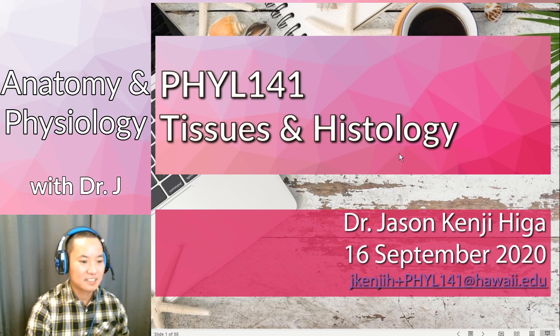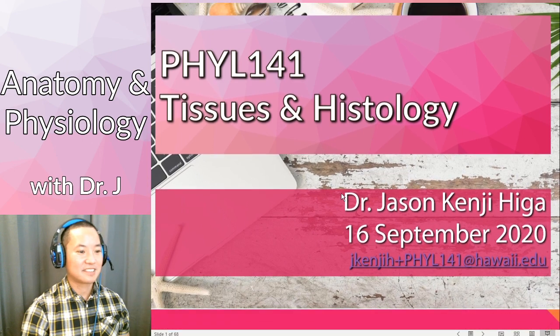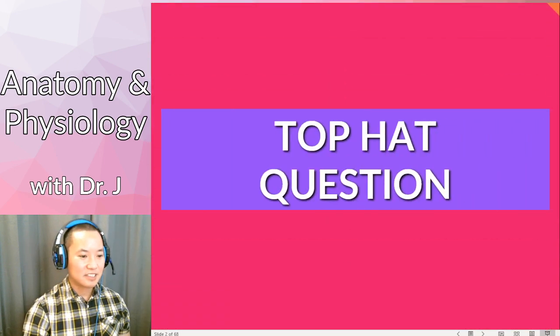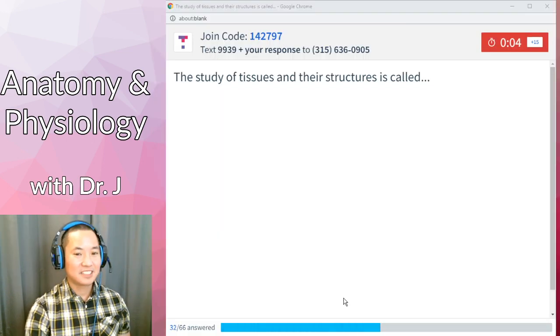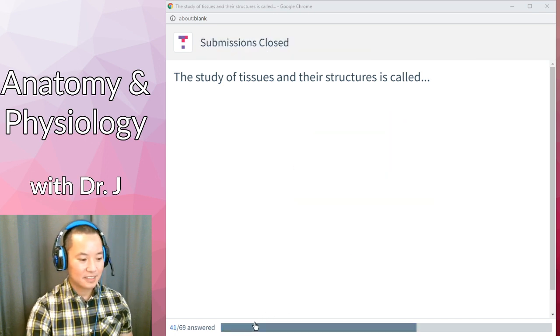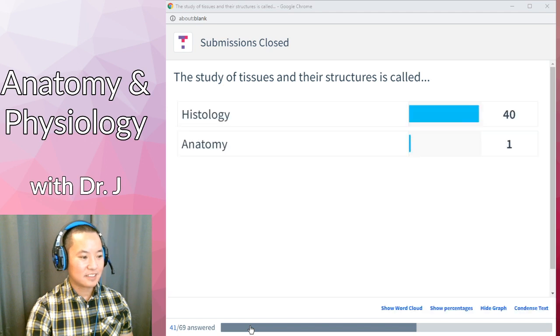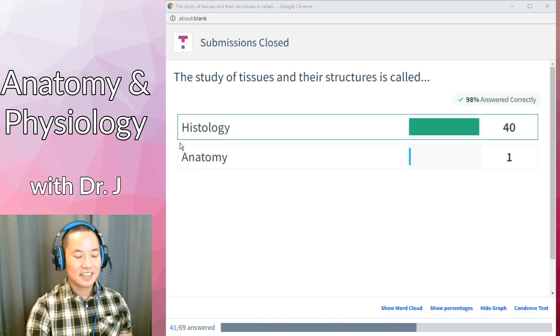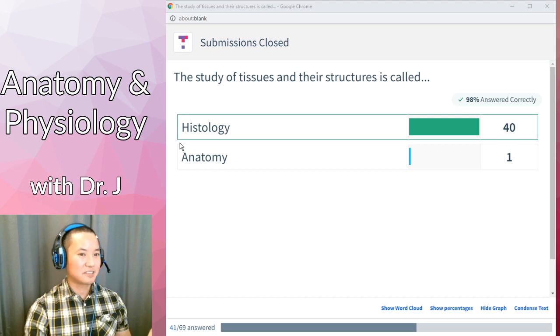Okay, time for class. Let's try Top Hat. Hopefully it's not as buggy. Just a warm-up question, and again, none of the live questions count for points against you or for you. Okay, let's see how this works. Looks like most of you got it correct. So again, anatomy is talking about overall structures in the body, but in histology, we're looking at tissues specifically.